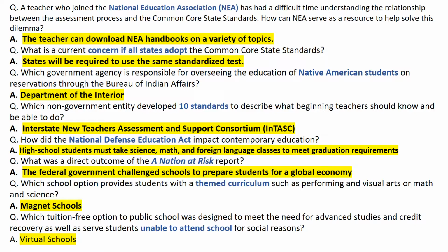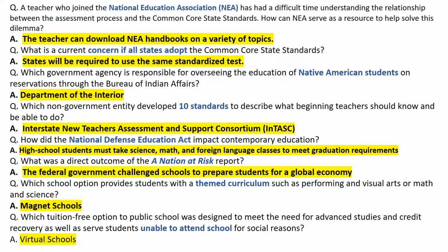What was a direct outcome of the A Nation at Risk report? The federal government challenged schools to prepare students for a global economy. Which school option provides students with a theme curriculum such as performing in visual arts or math and science?